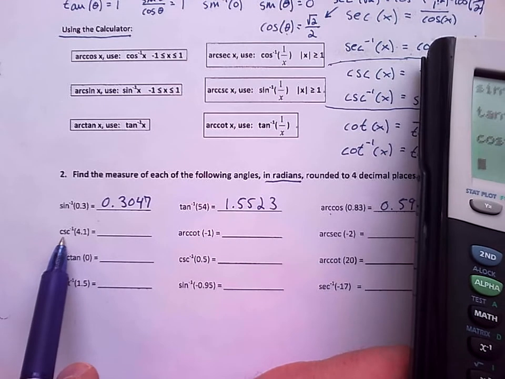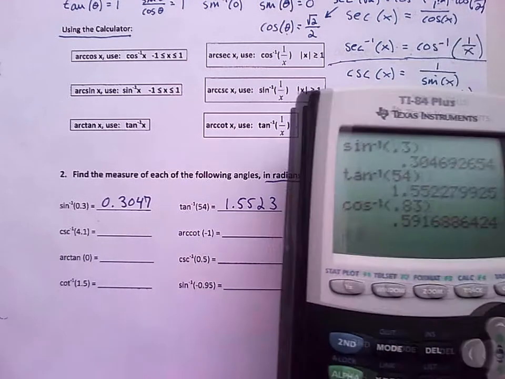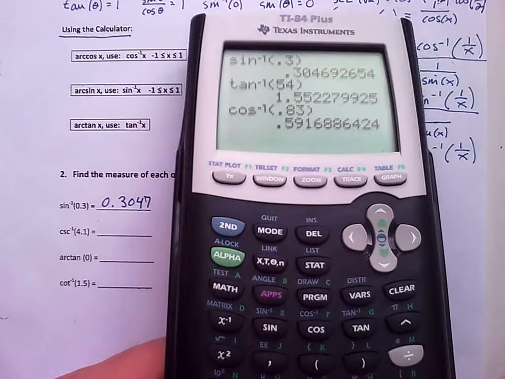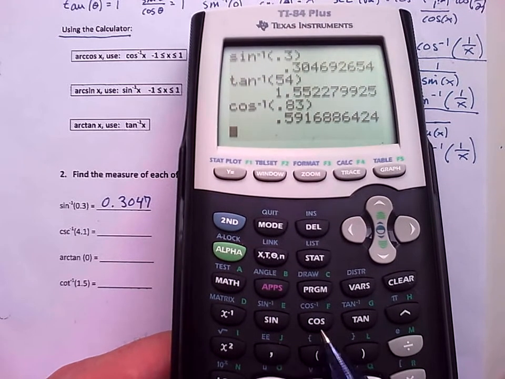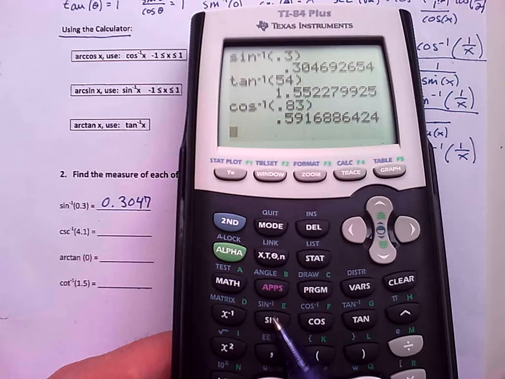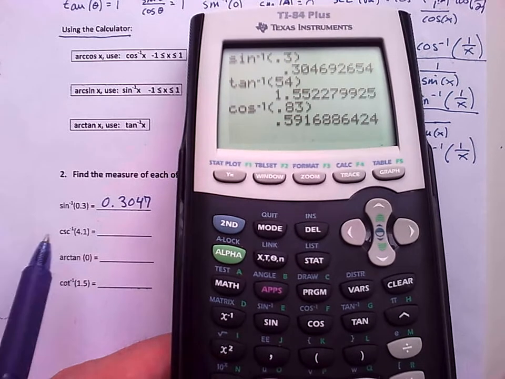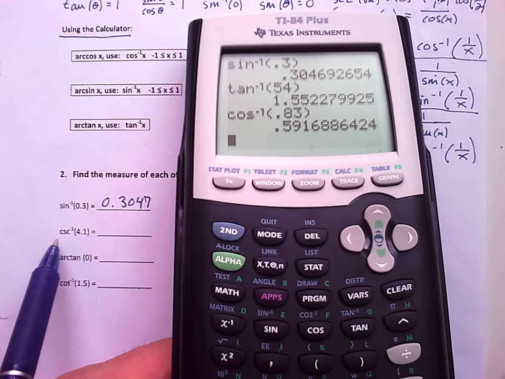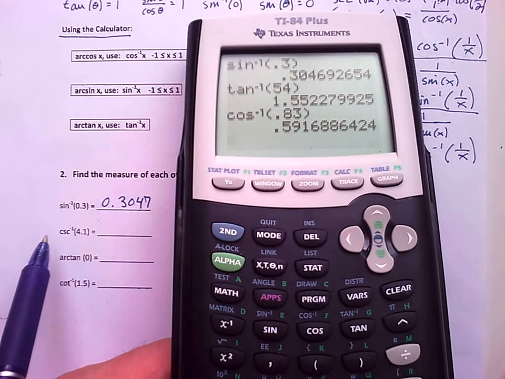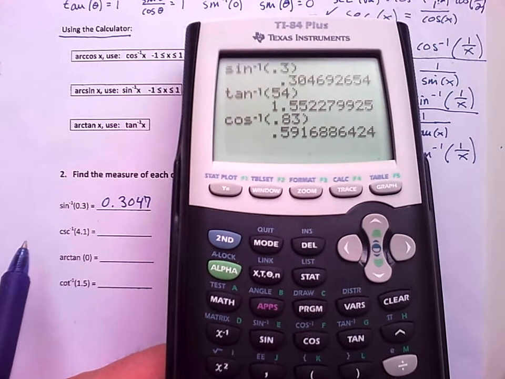Now what we're going to do here is the arc cosecant. So first off, if you look around on your calculator, the only thing we have is the sine, cosine, and tangent. The arc sine, the arc cosine, the arc tangent. We do not have the arc cosecant.